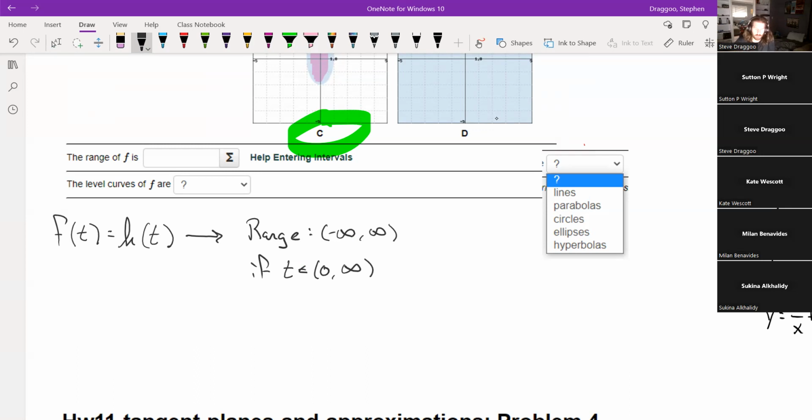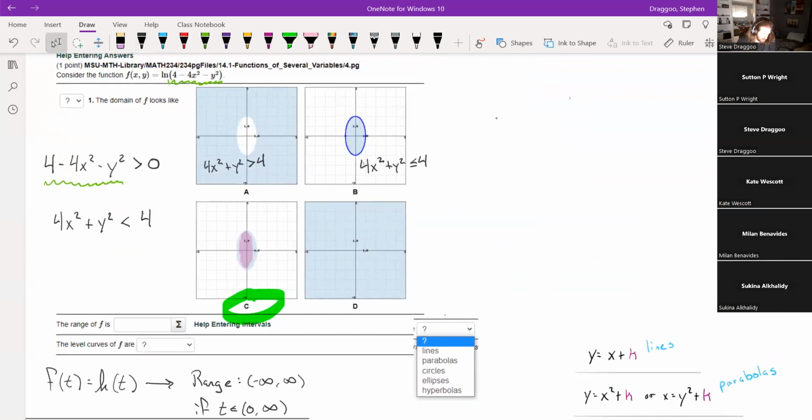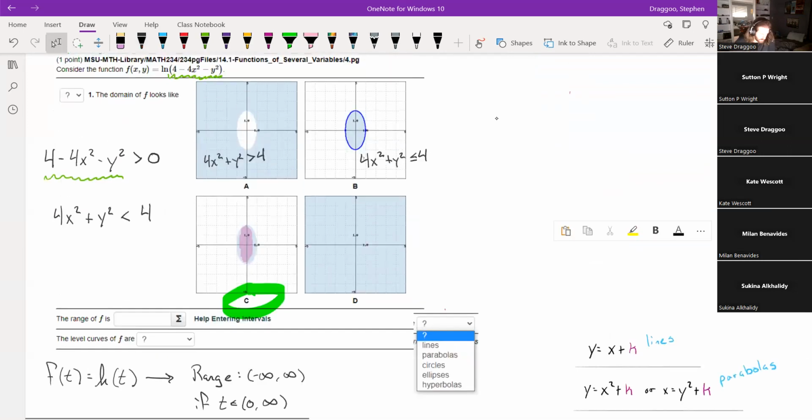If I think about the way that the natural log works, the closer that t is to 0, the more negative the log is going to get. Meaning for this function that we have, natural log of 4 minus 4x squared minus y squared, the closer I get to the edge of my ellipse, the more negative that function's going to be, because I'm taking the log of something that's very close to 0.